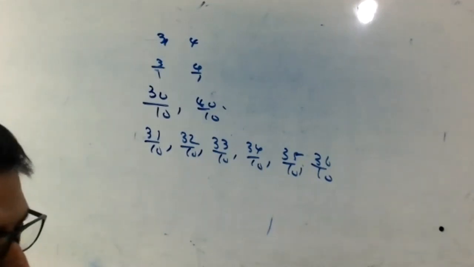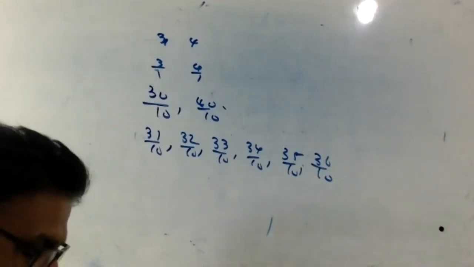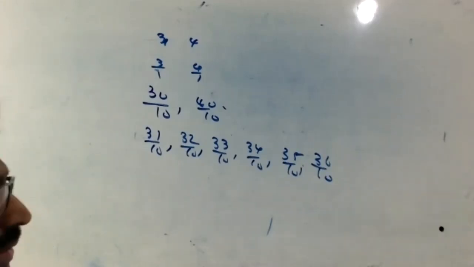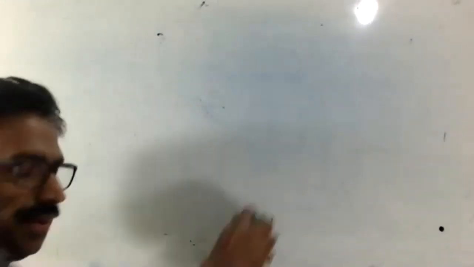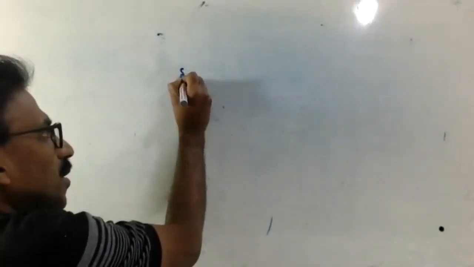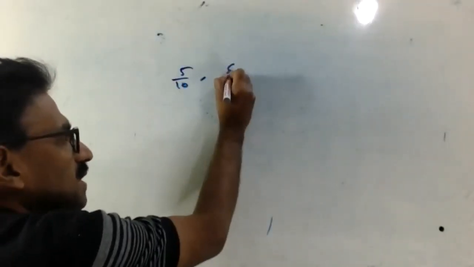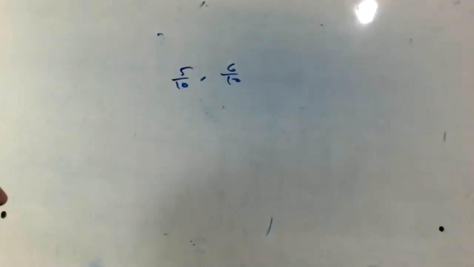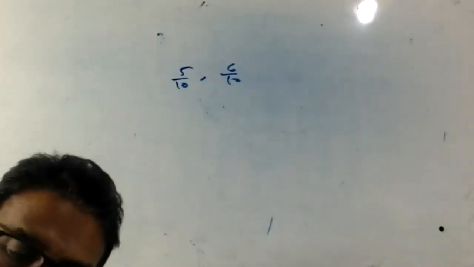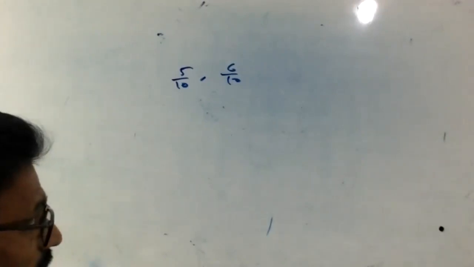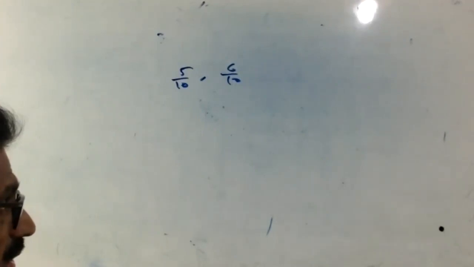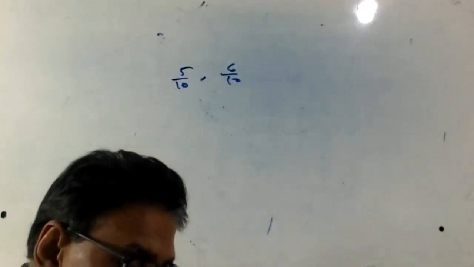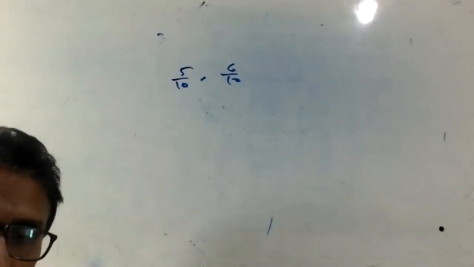Now write the question. Find 3 rational numbers between 5 by 10 and 6 by 10. Listen again, find 3 rational numbers between 5 by 10 and 6 by 10. I'll show this one, don't write now.